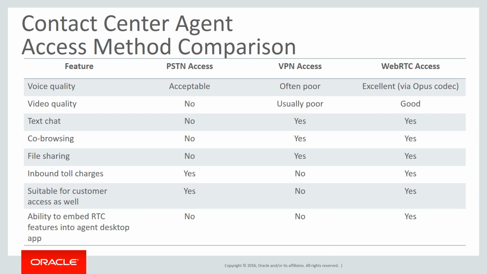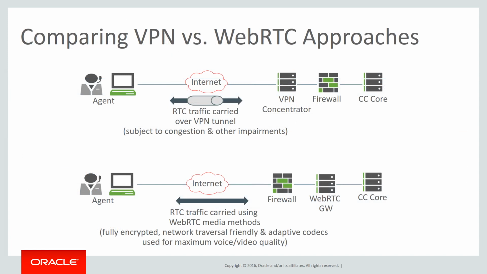Would you go further and compare the VPN and WebRTC approaches? Yeah, Gary, thank you. So on the top, you see the VPN tunnel. You see the agent on the left-hand side through the internet. Again, the VPN tunnel has to be established and maintained in the morning and through the day. It hits a VPN concentrator and a firewall and then into the contact center core. So many of us use VPNs every day, and you can imagine, right? Mine goes up and down a little bit during the day, and if I'm on a call, it drops.